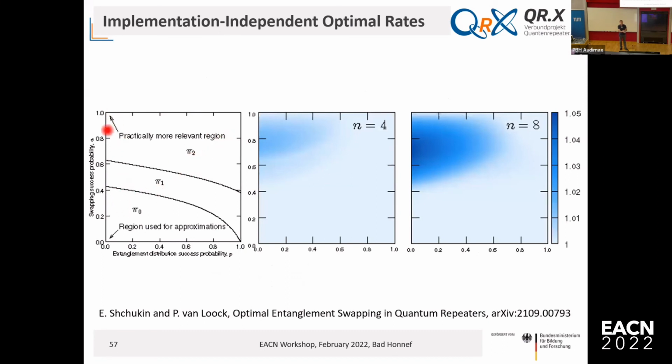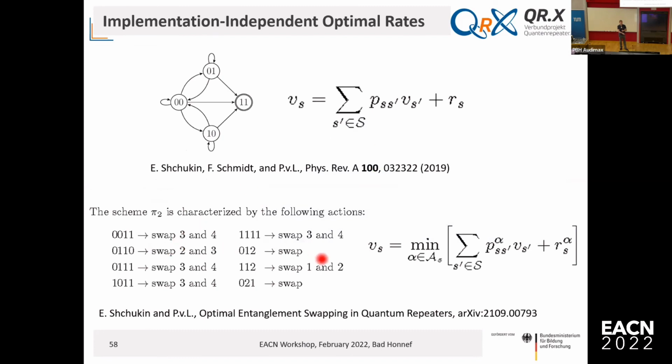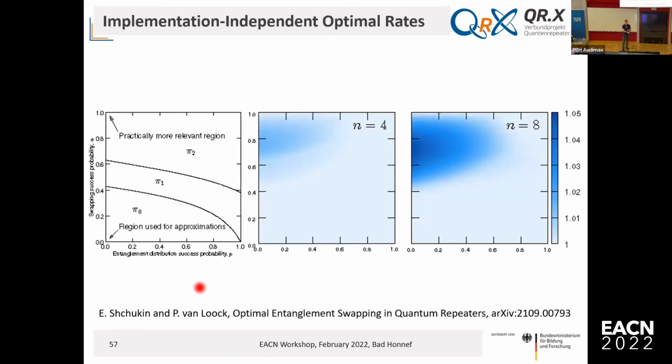But for instance, if the swapping probability is small and the distribution probability as well, somewhere down here, we get a different policy, pi stands for policy, pi naught. It's a different scheme where, in these cases that I just explained to you, we would not immediately swap. We would continue distributing first. And this is simply due to the fact that we don't have dephasing here, but we also have a finite success probability for the swapping. So we have to look at this square here, and depending on the values for the swapping probability and the distribution probability, we can identify everywhere the optimal scheme here for 4 segments.